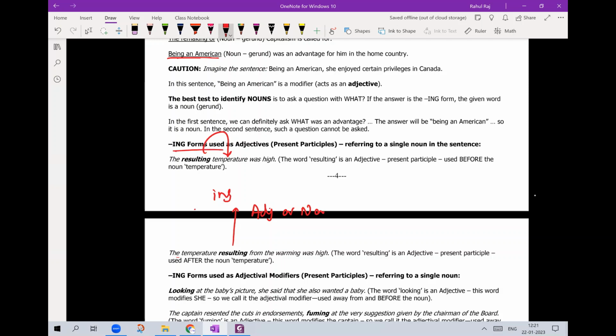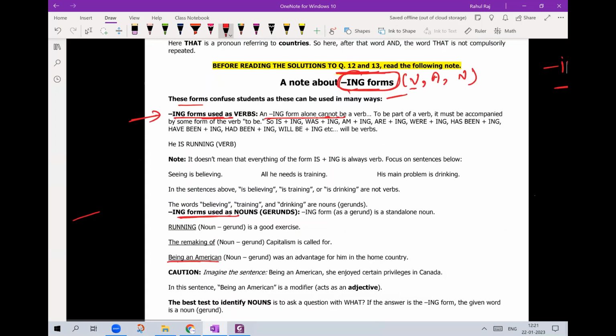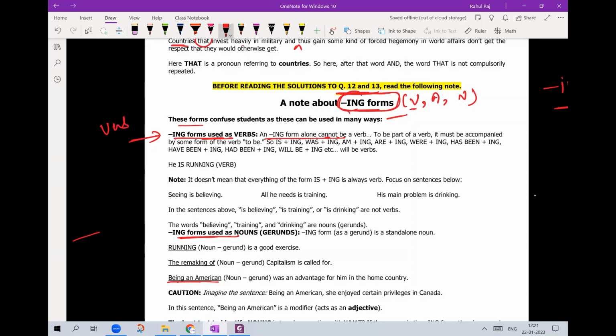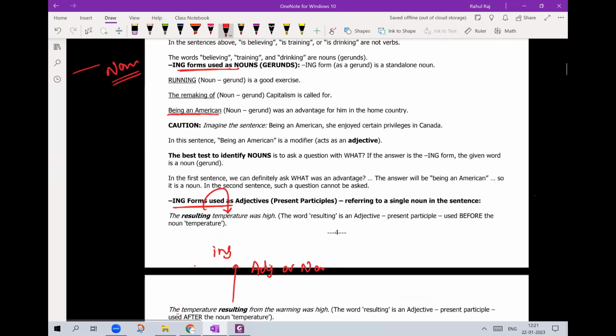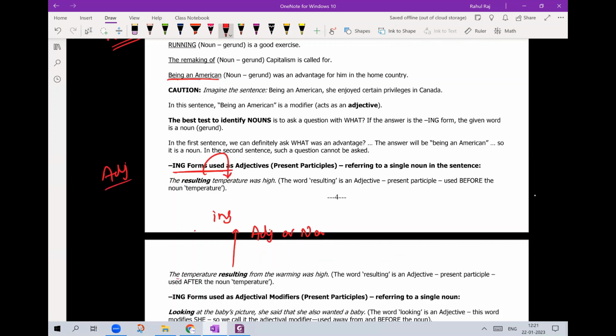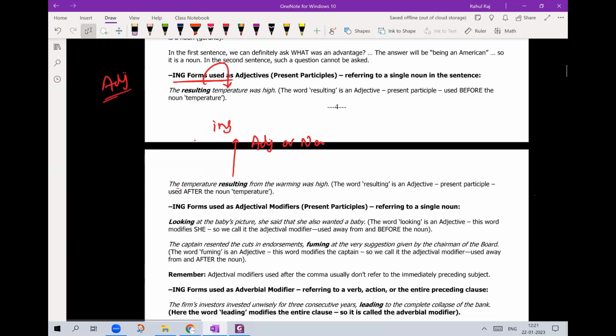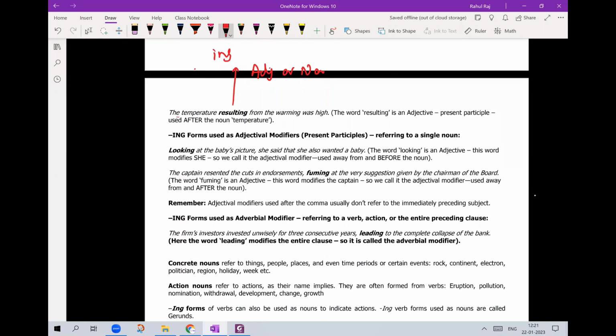So this is ing form used as an adjective. Again, I'm telling you what we have read. Ing form used as a verb we have read. Ing form used as a noun we have read. Ing form used as an adjective we have read. But you have to go and study all by yourself, guys. The entire purpose of doing this entire handout is just to tell you how you should be reading this document. Now, ing form used as an adjectival modifier. Don't have to get into such deep meaning. Ing form used as a modifier, that's more than sufficient.